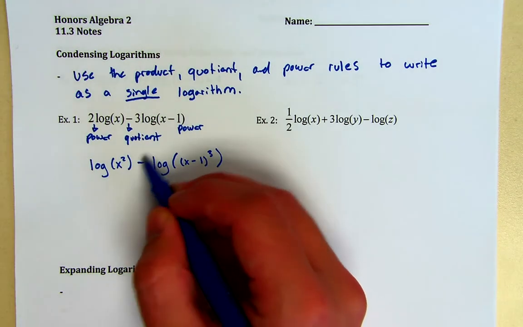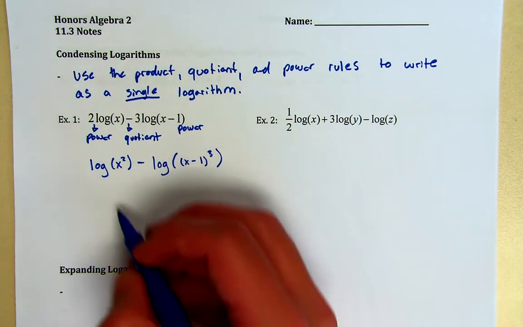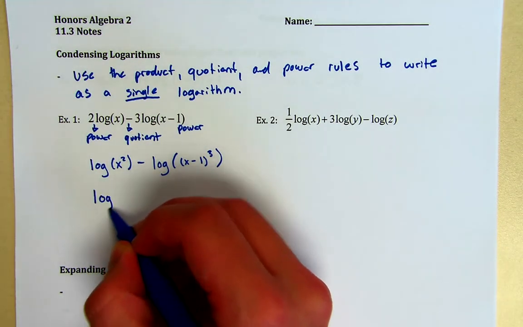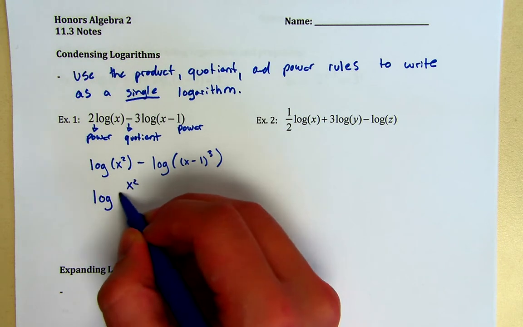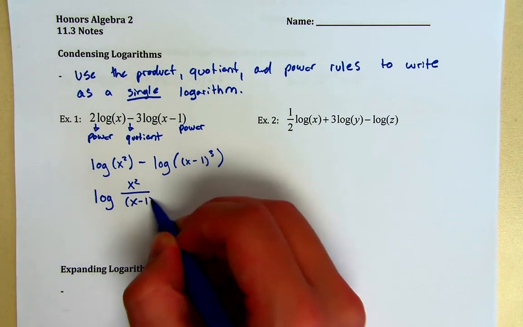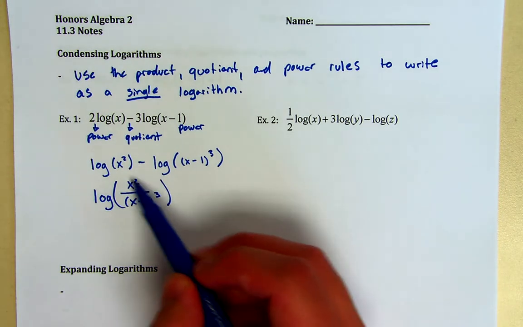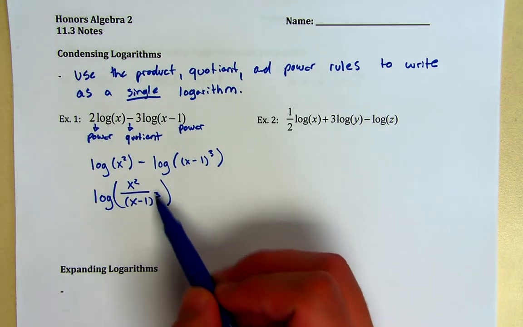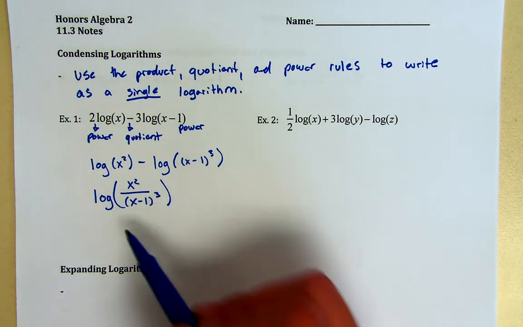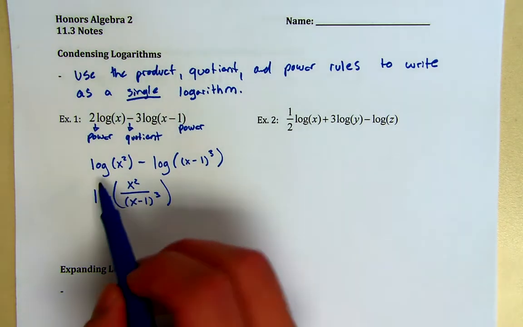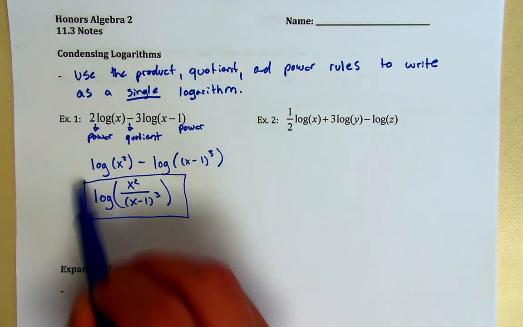Finally, subtracting is the last thing I need to do, so I need to rewrite it as a quotient. So I have log of x squared divided by x minus 1 cubed. Now, if I were able to factor this, I would cancel out factors and reduce even more. But in this case, that is as far as I can go here.